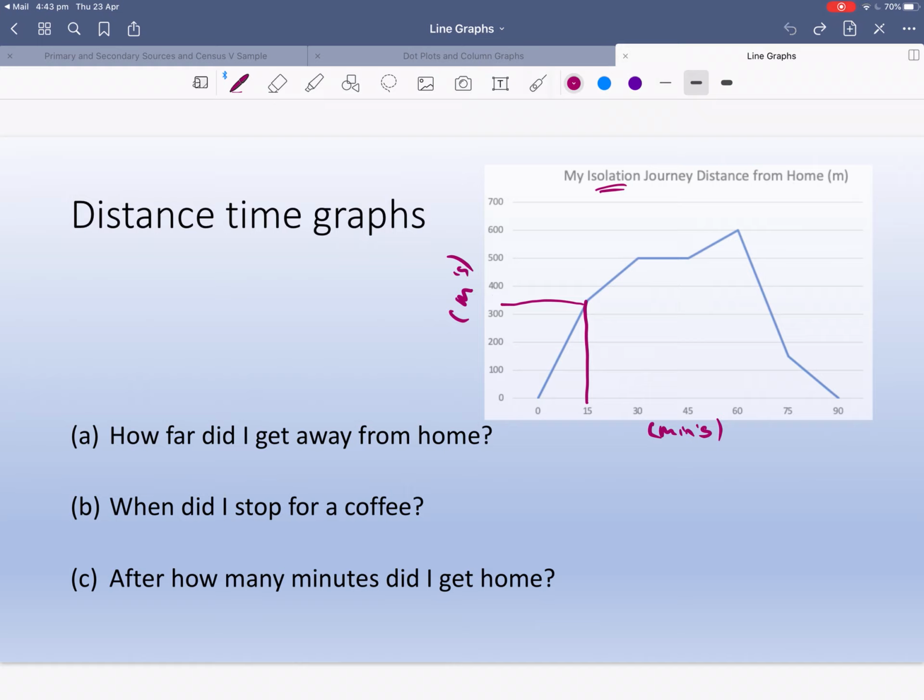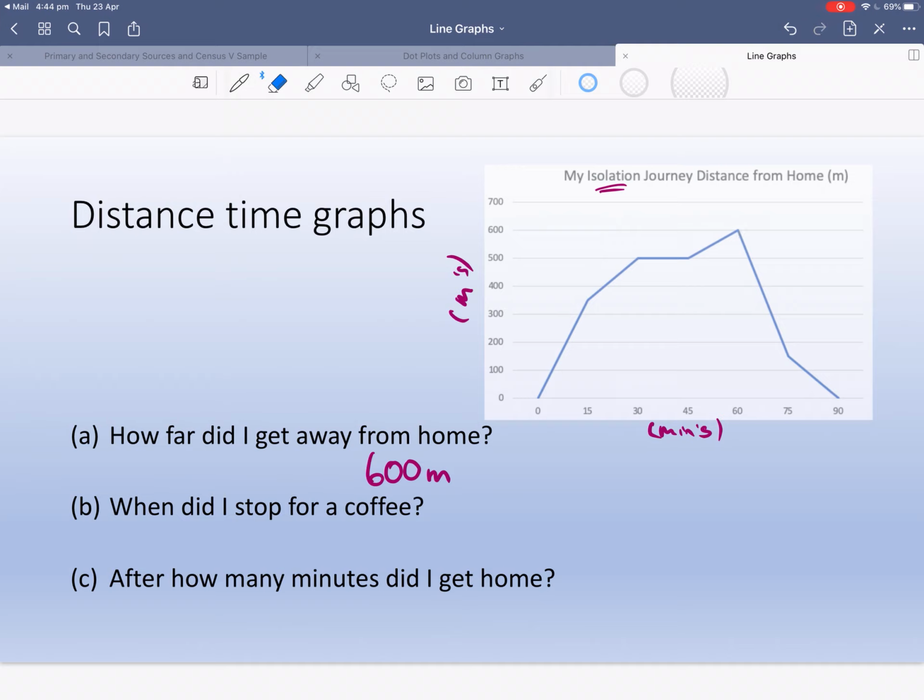So I'm just reading this graph, okay? So I want to answer these questions. Okay, how far did I get away from home? It's probably asking me what's the furthest that I got away from home? It looks like it's here. And if I follow this line across, it tells me that I'm 600 meters away. Because remember, it's in meters. Okay? So that's the first answer, the first question on my isolation journey.